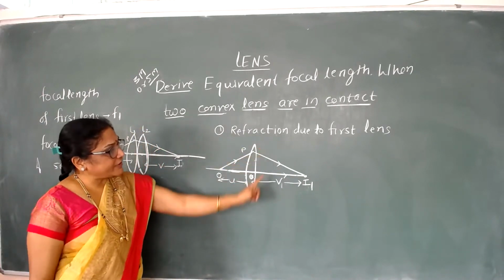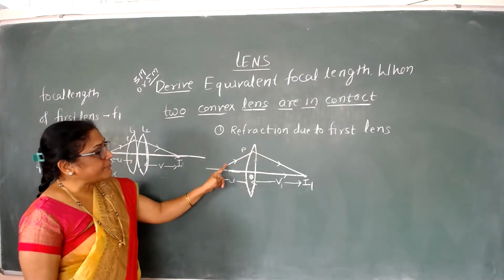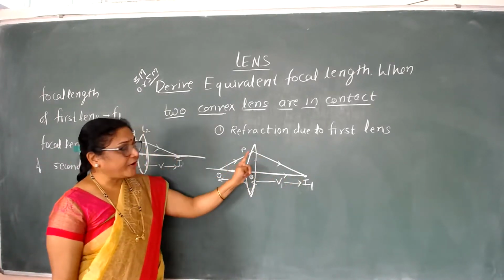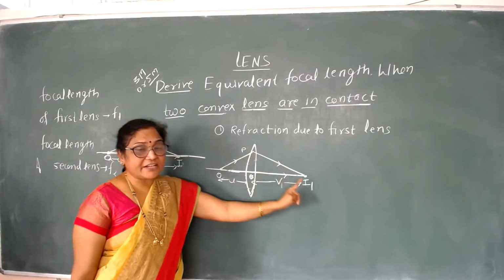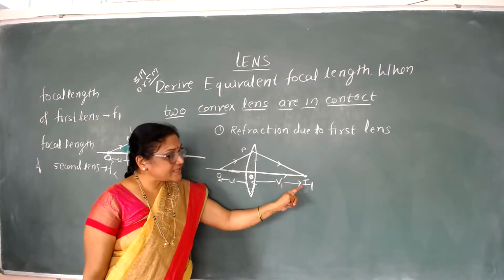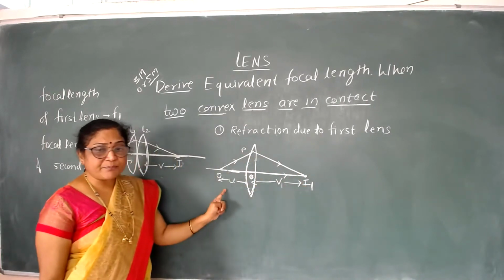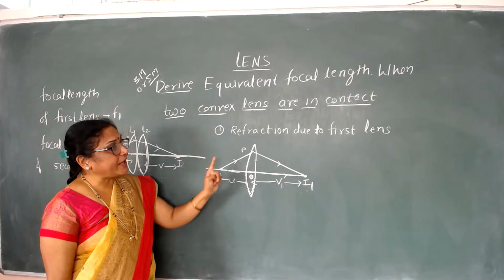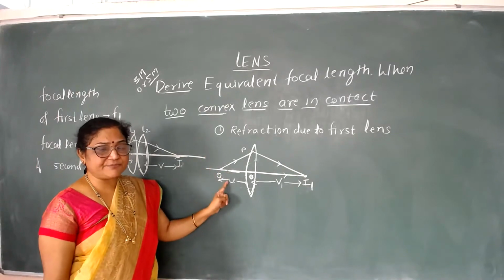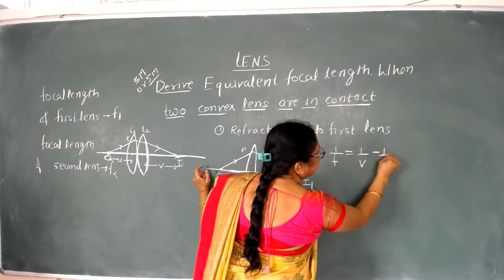Explain the figure. We consider one lens, and the object is situated on the principal axis. From the object, a number of light rays are propagated. The first ray of light is propagated undeviated, the second ray of light is incident on the lens, and it is refracted, and we have got the image. But this image is not the final image. This image is formed due to the first lens, and this image is real. At the same time, the object is also real. Then apply the lens formula. We know that in the last class we derived the expression for the lens formula, and the lens formula is 1/f = 1/v - 1/u.